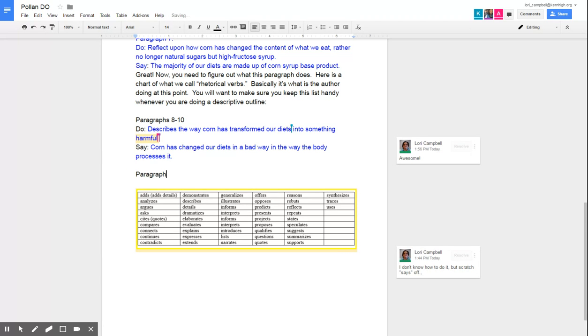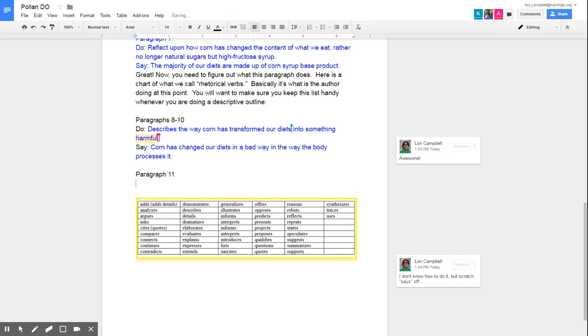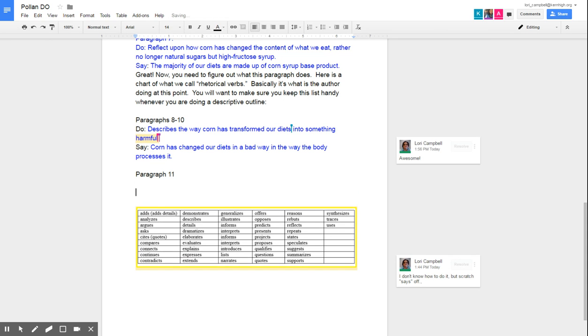Can you see, Jordan, why I made 11 its own? What's going on in 12 that makes it different from 11? Why is 12 not part of the same? Well, here, I'll pose this question to everybody else.